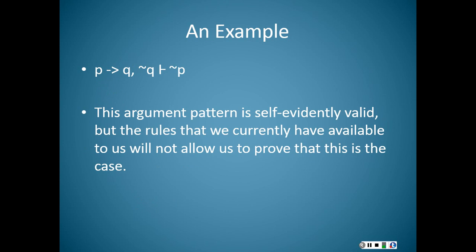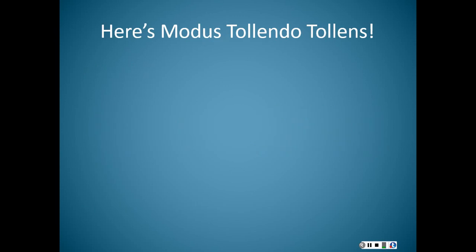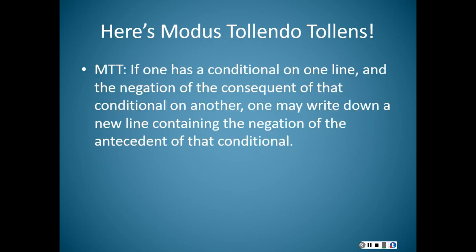Now we'll need a new rule, however, in order to prove that this sequent is valid. And our new rule is going to be the rule Modus Tollens. And the rule may be stated as follows. If one has a conditional on one line and the negation of the consequent of that conditional on another, one may write down a new line containing the negation of the antecedent of that conditional.